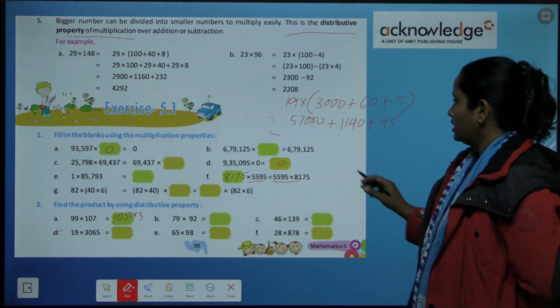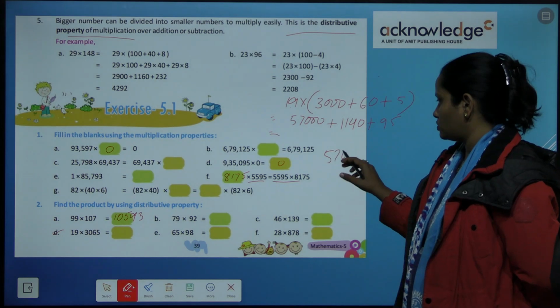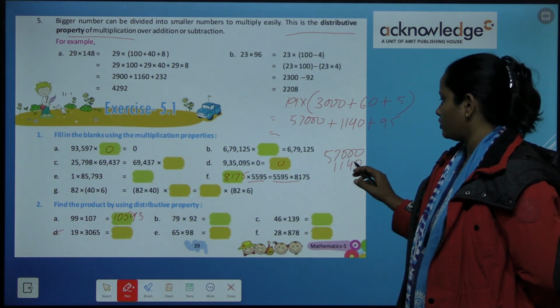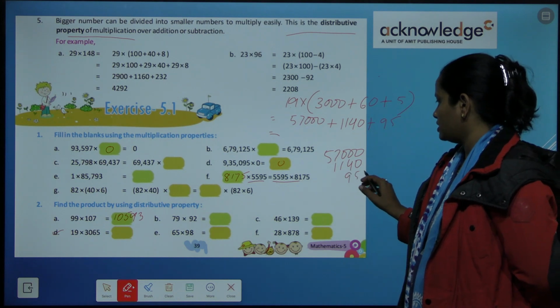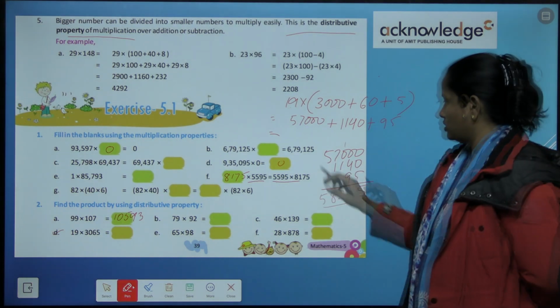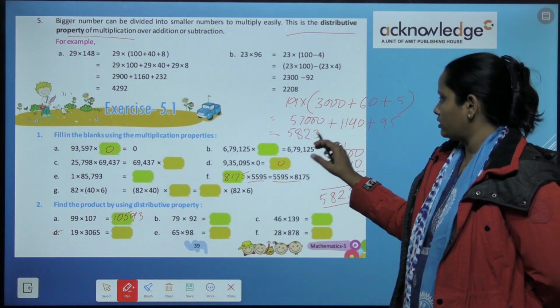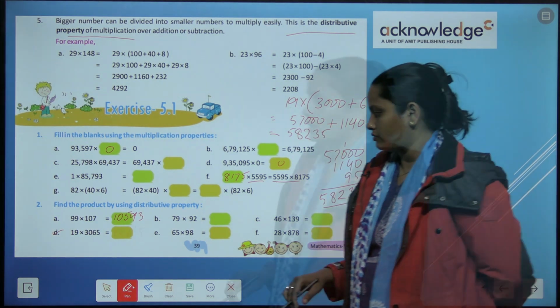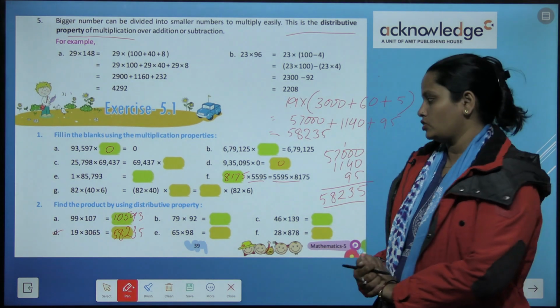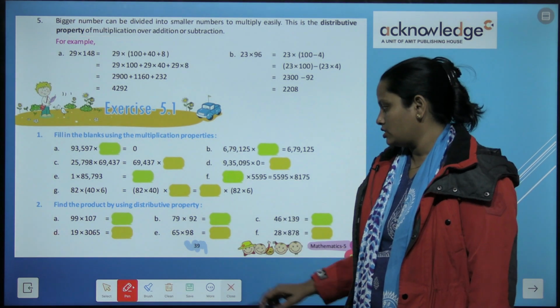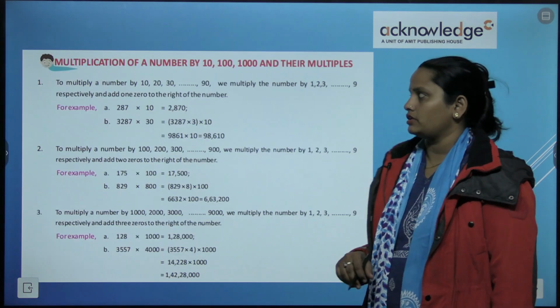अब हम इन्हें ऐड कर देते हैं. So it's 57,000 plus 1140 plus 95. So here the answer is 58,235. I hope this is clear to you. Similarly, you have to do the rest of the questions that are given here.